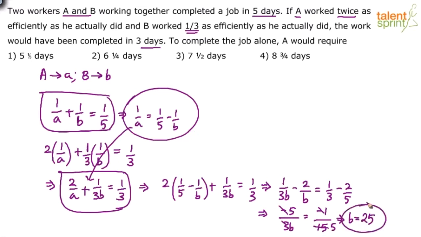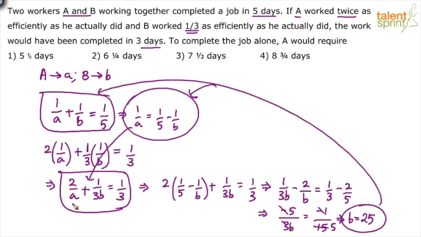Substitute. There are a number of equations, right? Substitute B equals 25 here or wherever you want. You'll get the value of A. So basically 1 by A plus 1 by 25 equals 1 by 5. See, from this equation, if you understand the capacities, 1 by 25 plus what will give you 1 by 5? 4 by 25. Because 4 by 25 plus 1 by 25 is 5 by 25, and 5 by 25 is 1 by 5.